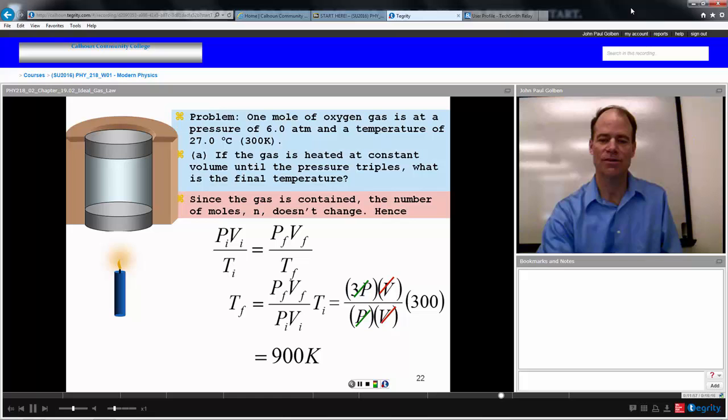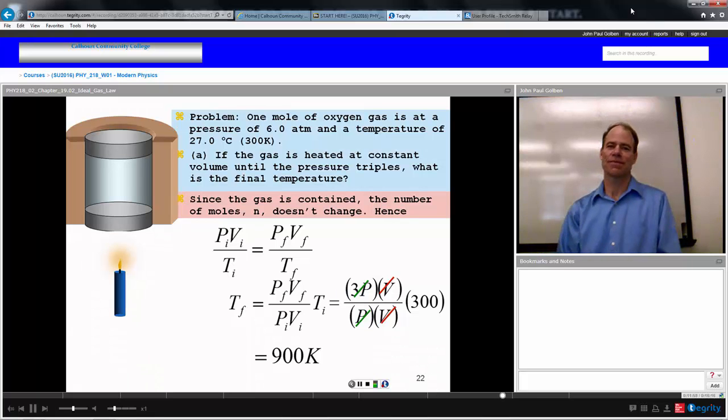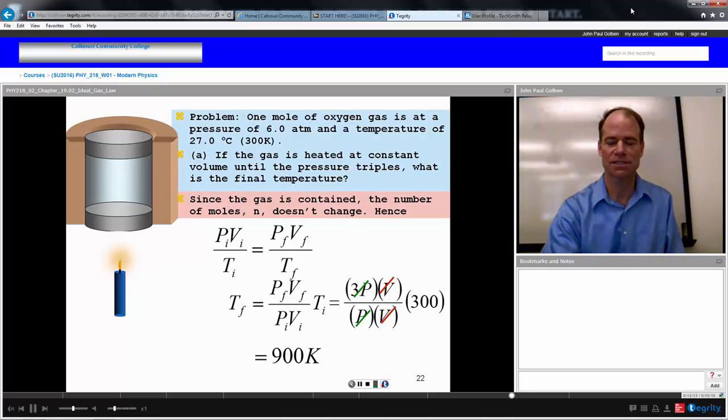or 900 Kelvin. If the problem were originally stated in Celsius, then we'd want to convert back to Celsius. So we would subtract 273 from this 900 Kelvin to get a final Celsius temperature.